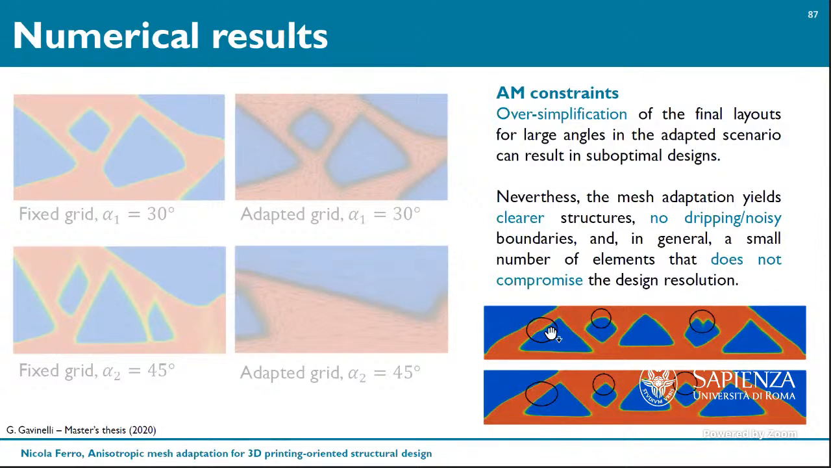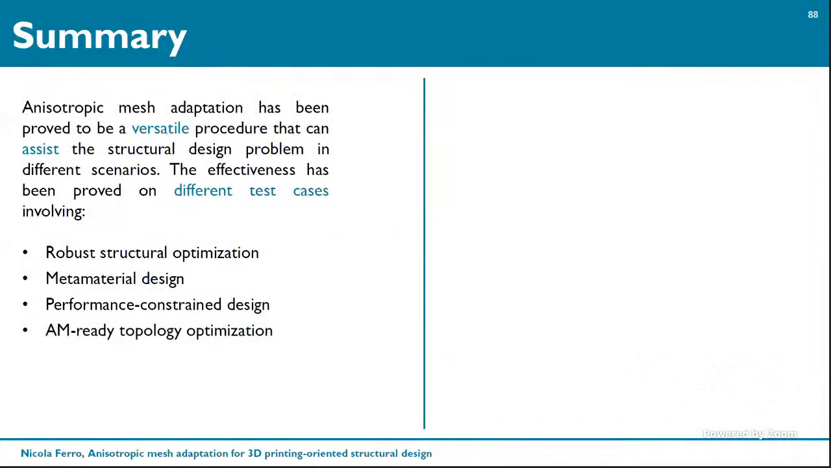Also, there are no noisy boundaries in our configuration, thanks to the use of an anisotropic mesh adaptation that gives us clear boundaries. And to conclude here, I sum up what I talked to you about. I presented a way to automatically assist structural design problems, particularly in terms of topology optimization, in different scenarios. In particular, I coupled topology optimization with shape optimization. I employed the machinery for the design of metamaterials and to enforce some constraints on the mechanical performance of interest and also on the manufacturability.